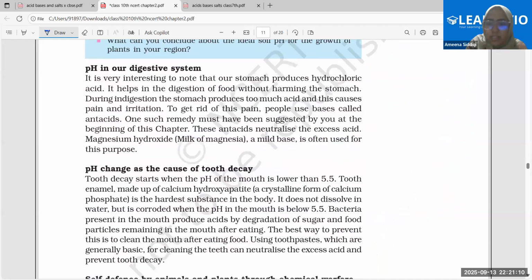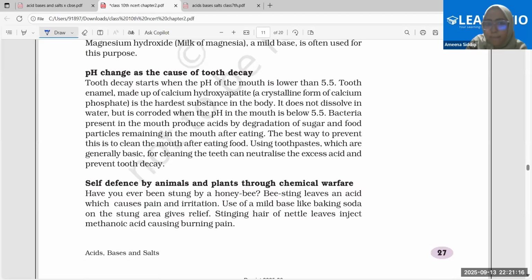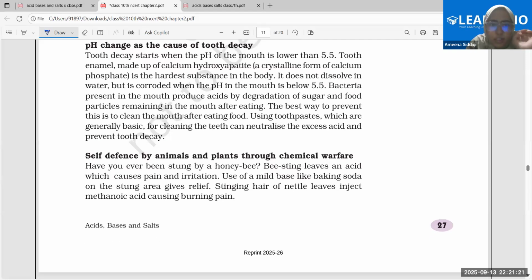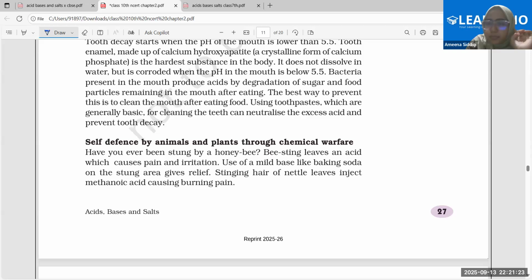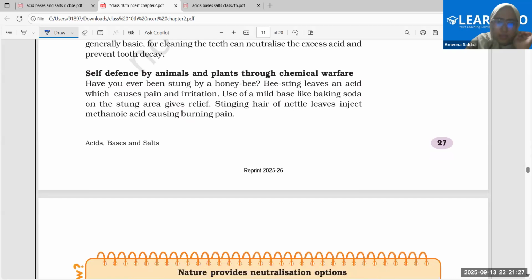Fine. pH of the digestive system has been discussed. The tooth decay, we have already discussed this. Any problem here? No, ma'am. Once it's below 5.5, the degradation will start. Okay. That has been discussed. Yes.